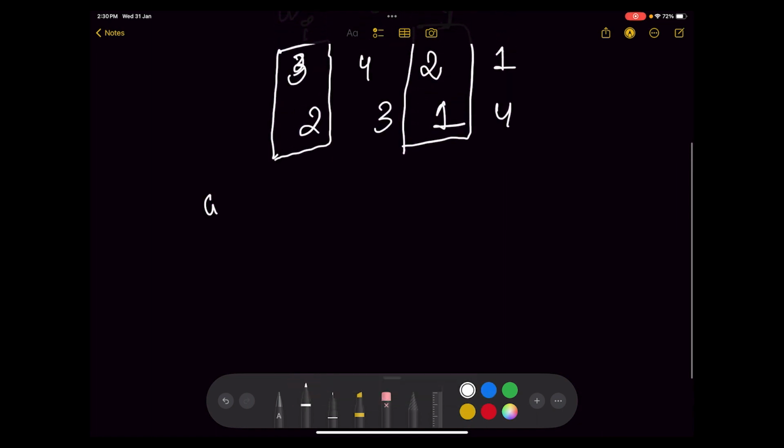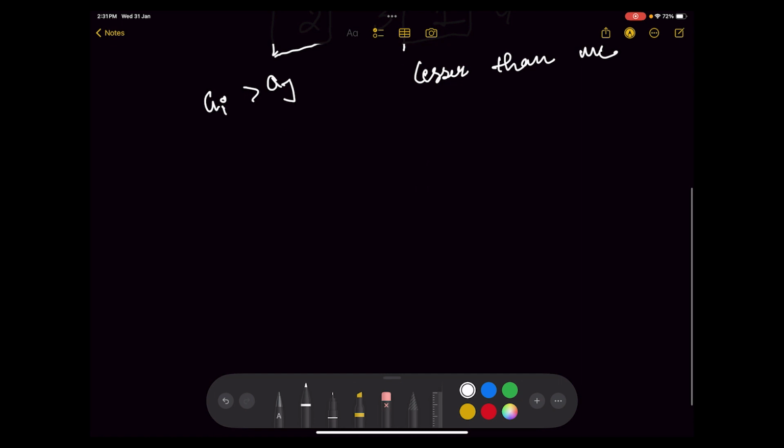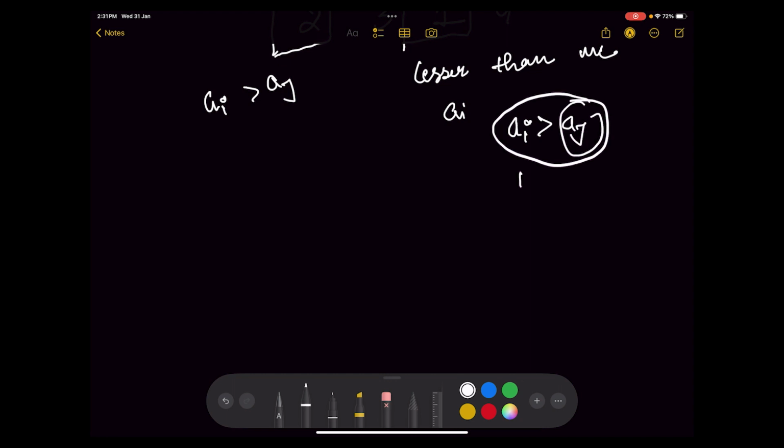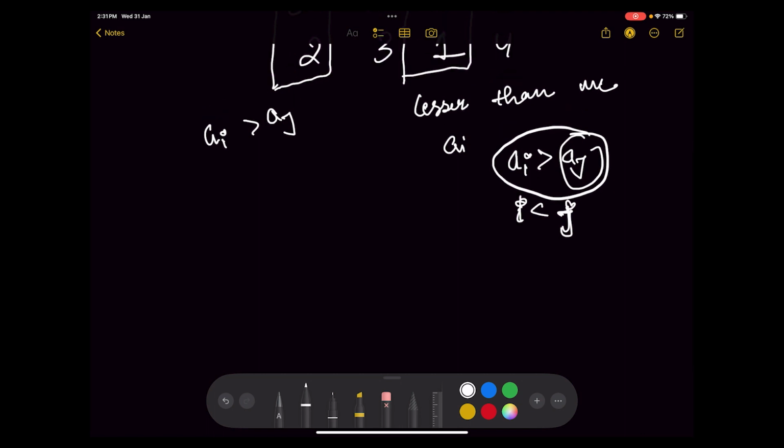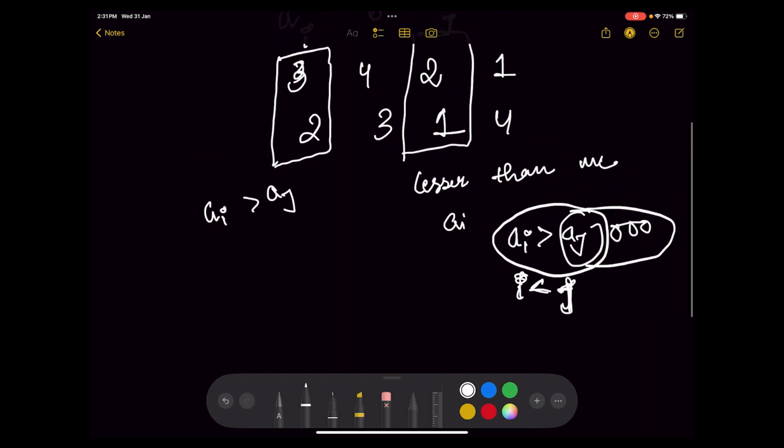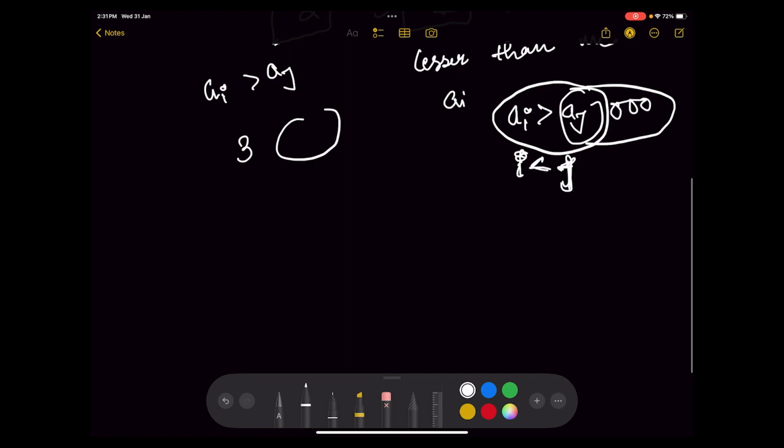Now, if ai is greater than aj, how many numbers are lesser than me? That would be the number of inversions that ai can contribute, because if ai is greater than aj, then this could be one of the inversions if i is less than j. So I am taking the worst case. If i is less than j, then how many numbers are possible to get the inversions? For 3, the number of lesser values is 2, that is 3 minus 1.